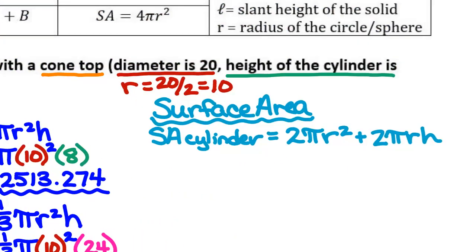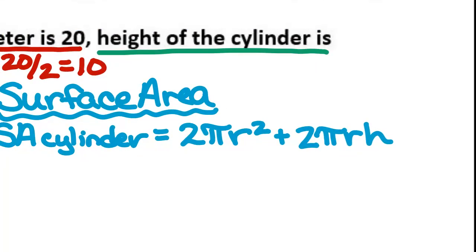So there is one thing about this, though. Where is the cone? On top of the cylinder. So if I was going to paint this object right here, how many bases would I actually be painting? Just 1. So I don't need 2 times the base. I just need 1 base, because the cone is on top of the other base.